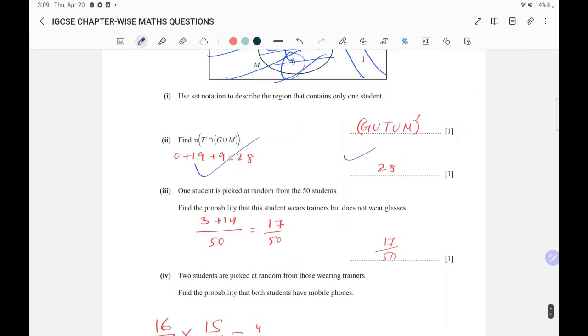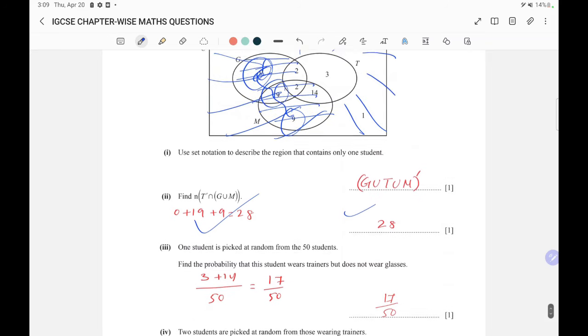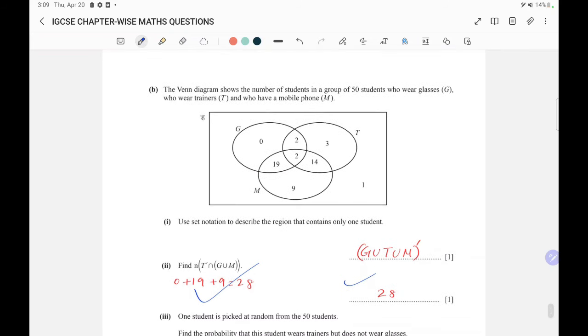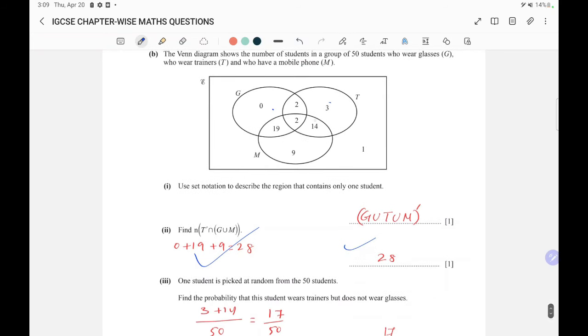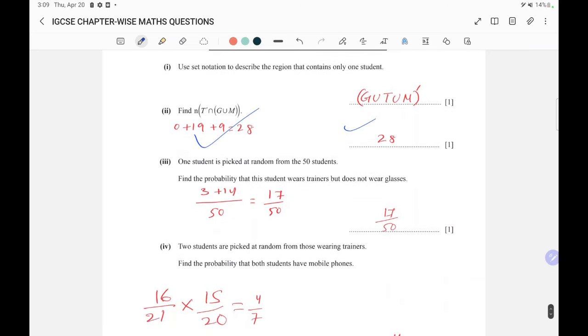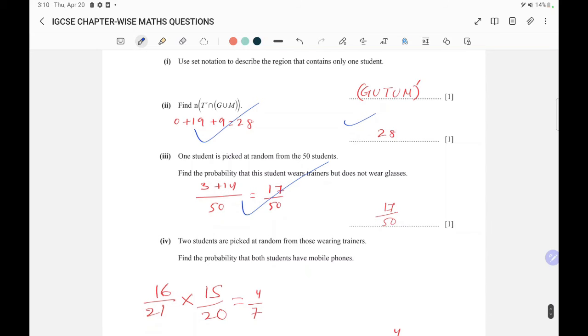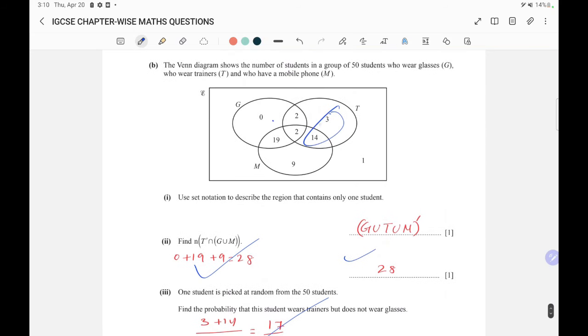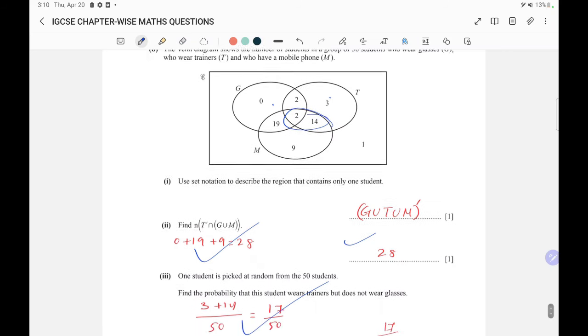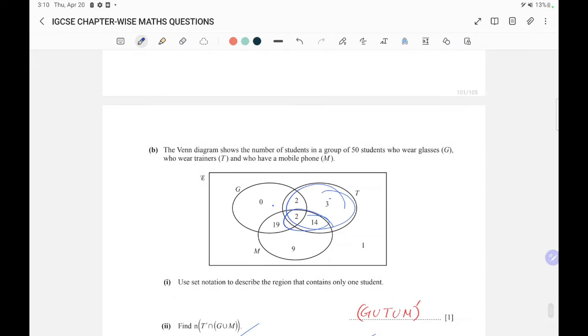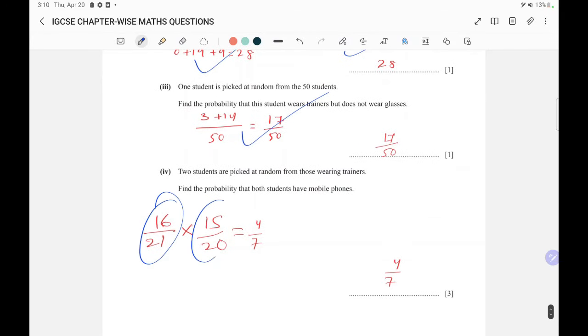One student is picked at random from 50 students. The probability that this student wears trainers but does not wear glasses. Trainers but not glasses. Okay. Trainers but not glasses. So 3 plus 4. 17 over 50. Two students are picked at random from those wearing trainers. Okay. Find the probability that both students have mobile phones. Mobile phones. Yeah, 2 plus 14. So 16 over this whole, I think that's 21. So 16 over 21 and next 15 over 20.